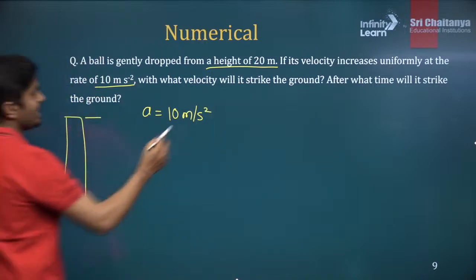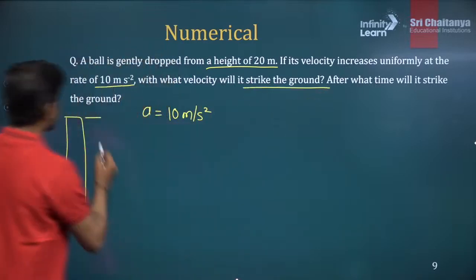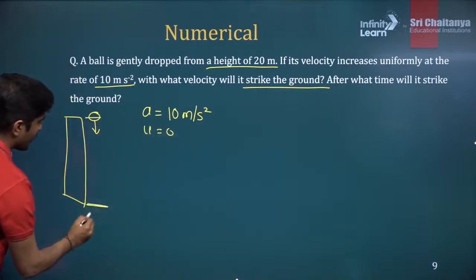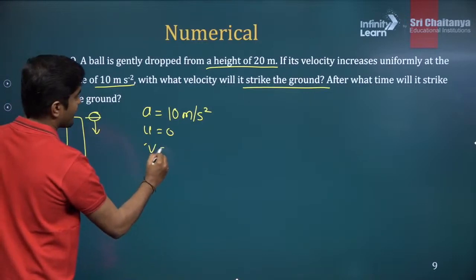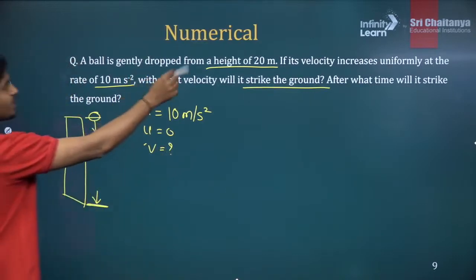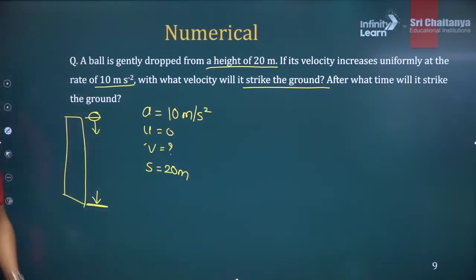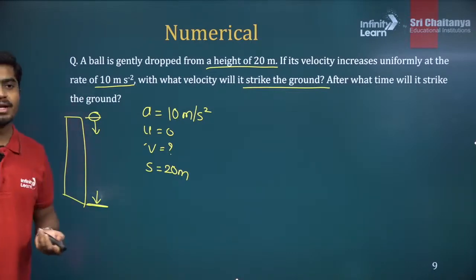So what will be the velocity when it strikes the ground? Let's suppose the ball is dropped from here, the initial velocity is 0. We want to find out the velocity when it strikes the ground. So what is the final velocity? The distance is the height of this tower, which is 20 meters. So find out what is the final velocity. How will you find out?